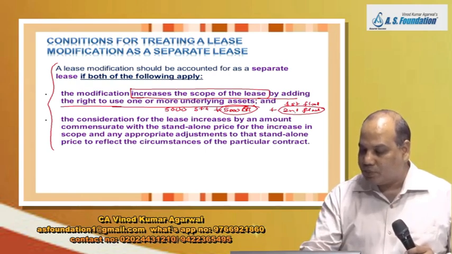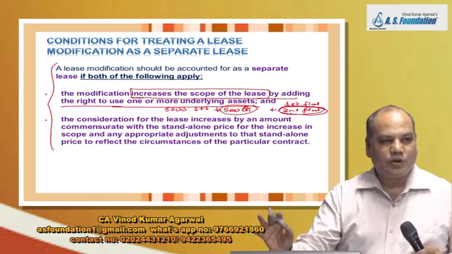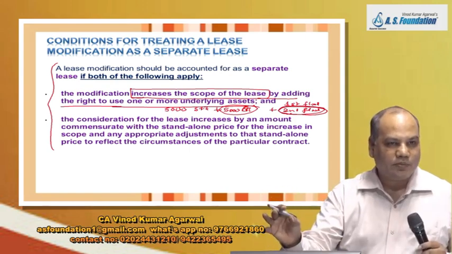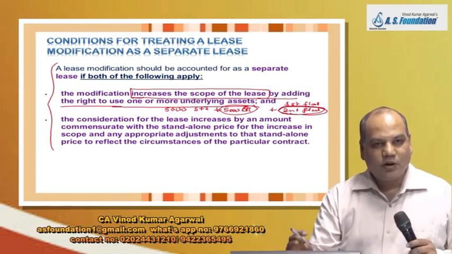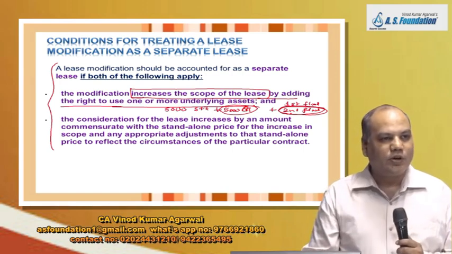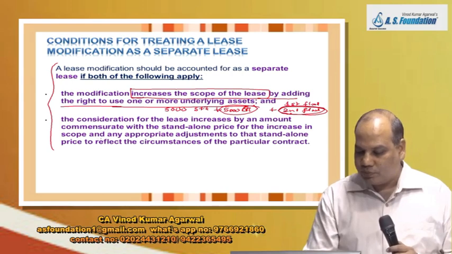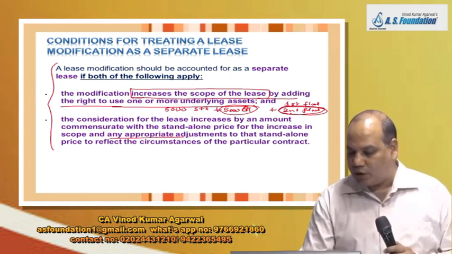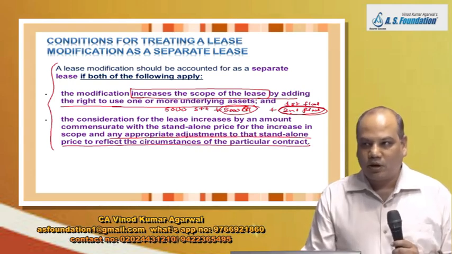So suppose somebody independently goes and takes the second floor on rent, and it is charged 50,000 rupees per annum, and this time also you have to pay 50,000 per annum, this means it is commensurate with the standalone price. It is in line with the market price, you can say, for the increase in the scope, and any appropriate adjustment to that standalone price to reflect the circumstances of the particular contract.